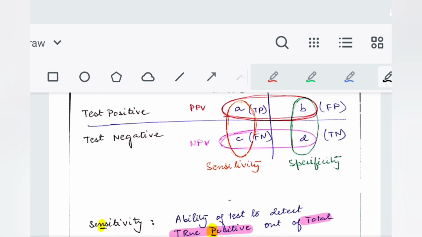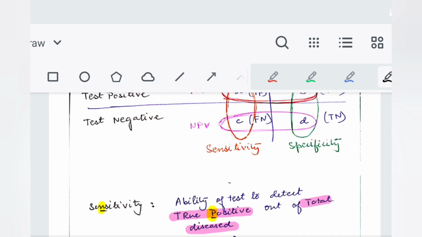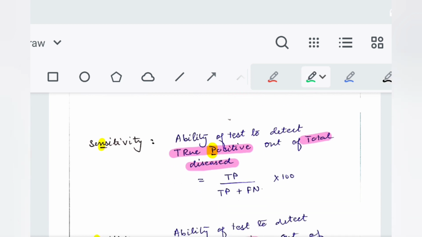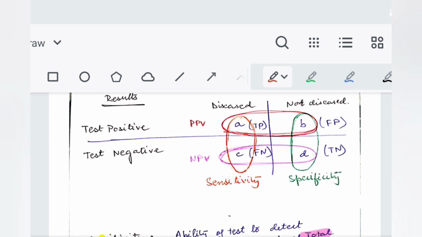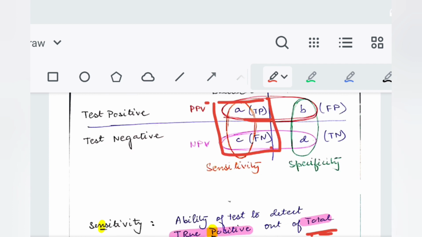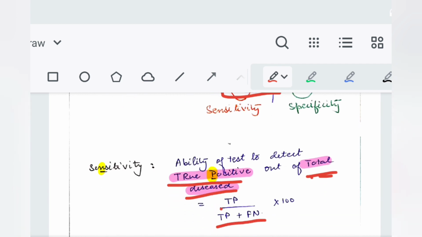Now let's see how to calculate sensitivity and specificity. Sensitivity means the ability of the test to detect true positive out of the total diseased, right? True positive out of total disease, that is true positive divided by true positive plus false negative into 100. Now let's see in the chart once. Suppose true positive out of total disease, so this is our disease group. True positive plus false negative is our total disease. Out of that, true positive into 100 is our sensitivity.